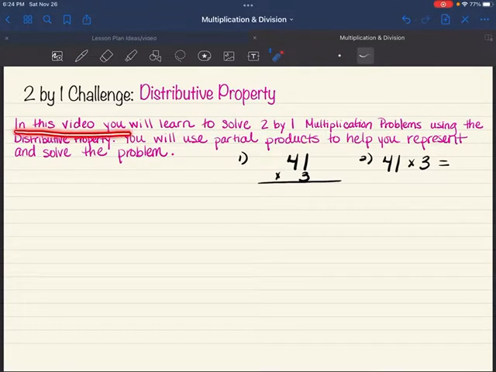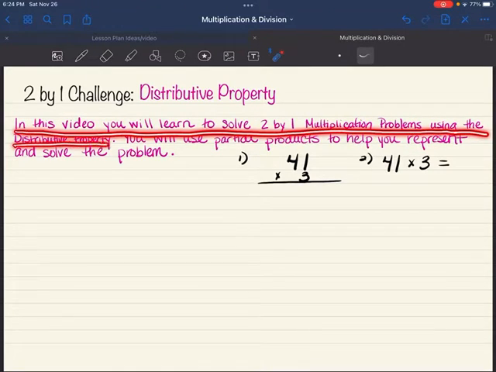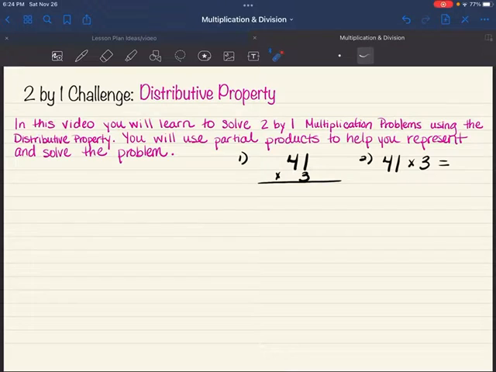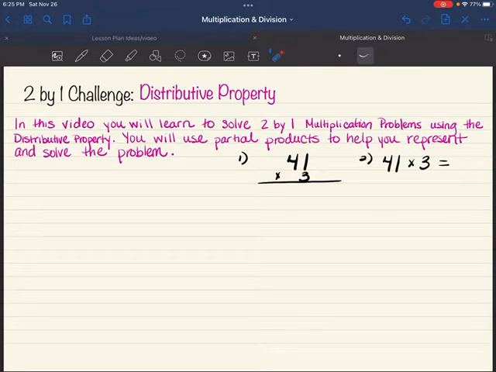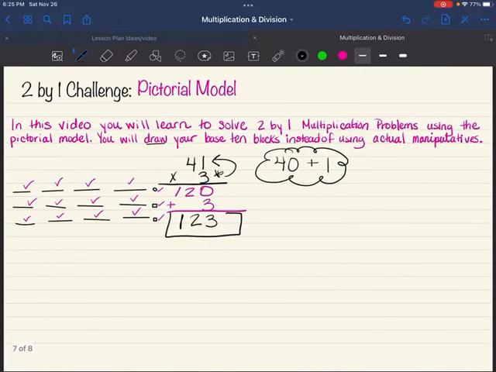In this video, you will learn to solve 2 by 1 multiplication problems using the distributive property. You will use partial products to help you represent and solve the problem. So in this example, we're going to learn how to use the distributive property, and we are going to use partial products just like we did in the pictorial model.